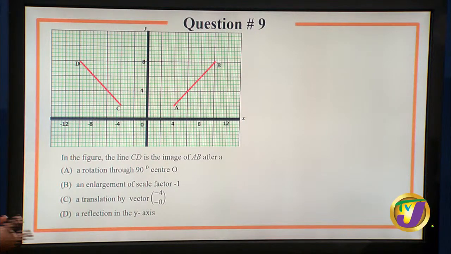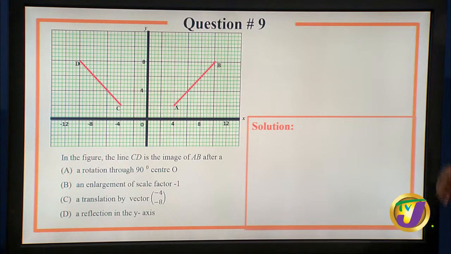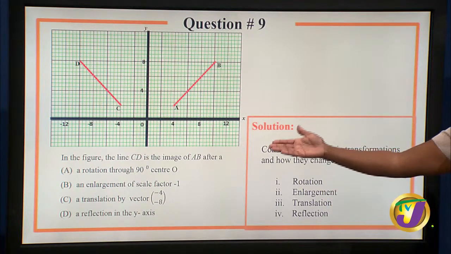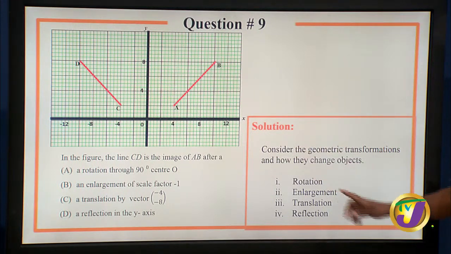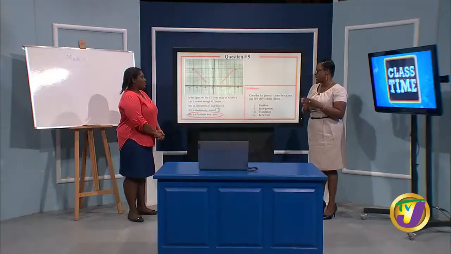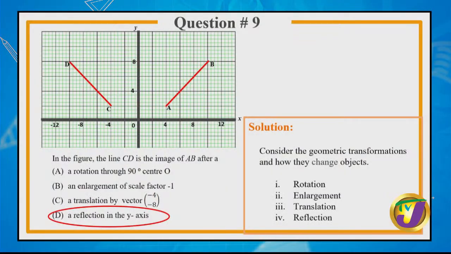We'd examine those and see what the solution would be. Based on all of what we have looked at, having gone through identifying and speaking about the different transformations, we see that what we have there is a reflection in the y-axis, so the answer would have been D. Okay, we are okay with that.